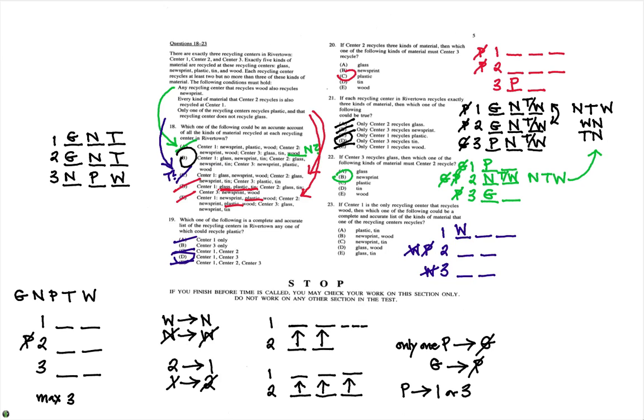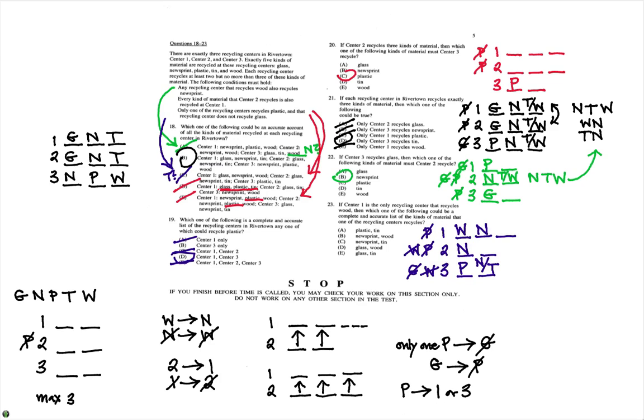We know that if you have wood, then you have newsprint, so we can place newsprint. Well, now we know newsprint must also show up in center 2 because the remaining variables must be the same. We know that center 1 cannot recycle plastic now because the variables have to be equal for the remaining 2 to satisfy the rule that any material recycled by center 2 is recycled by center 1, which tells us that plastic must come in center 3, which tells us that we cannot have glass. Only options remaining are newsprint and tin.